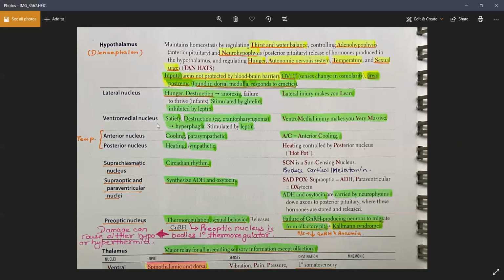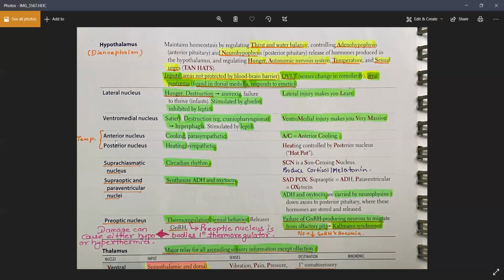Then you have the medial nucleus, or I can say the ventromedial nucleus, which basically stimulates satiety. Whenever you have destruction, you will gain massive weight. So a ventromedial injury will make you very massive, because that area is stimulated by leptin, which inhibits hunger, and this area is inhibited by ghrelin, which stimulates hunger.